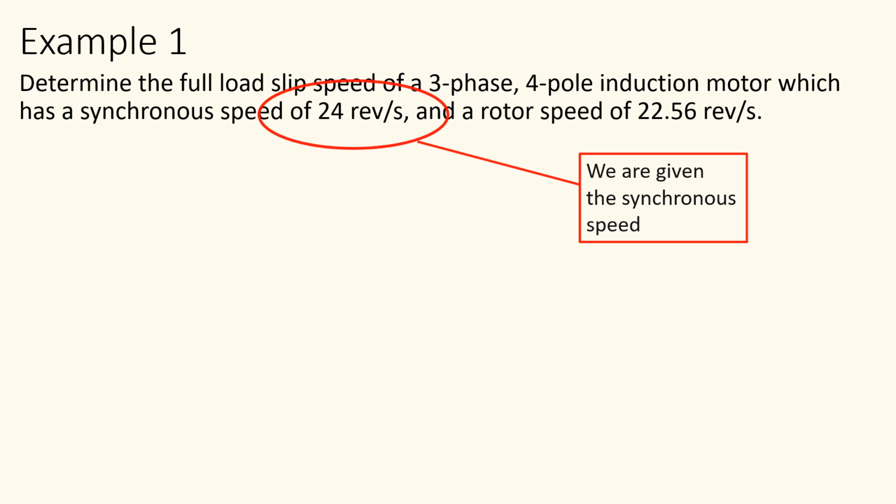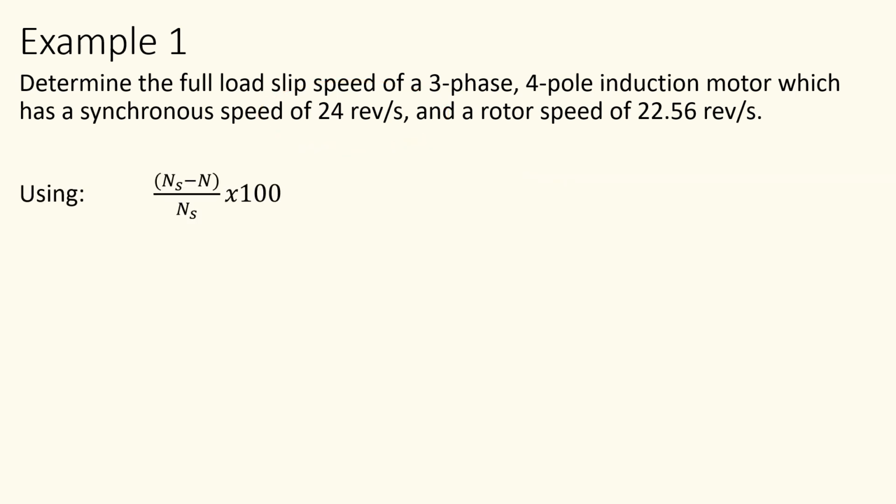So the formula that we're going to use then is, as we saw before, ns minus n divided by ns times 100. Let's put the numbers in. ns is 24, that's the revs per second, and then your n is 22.56. Divided by 24 times 100, and if you put that in a calculator, you will get 6%.